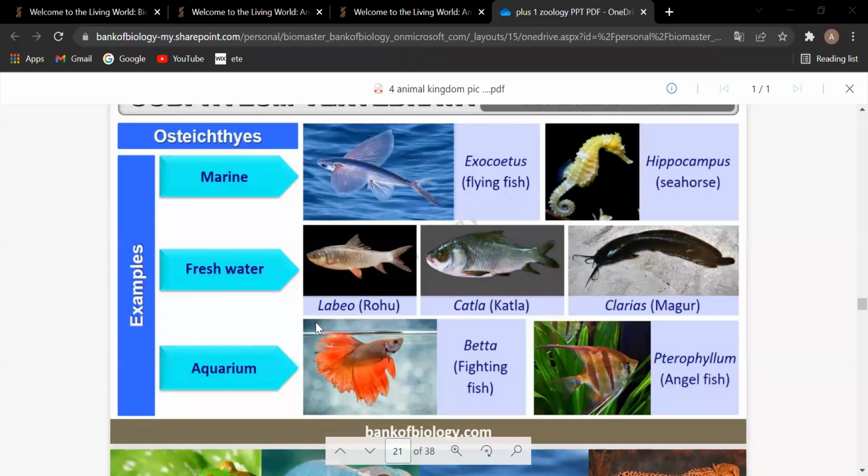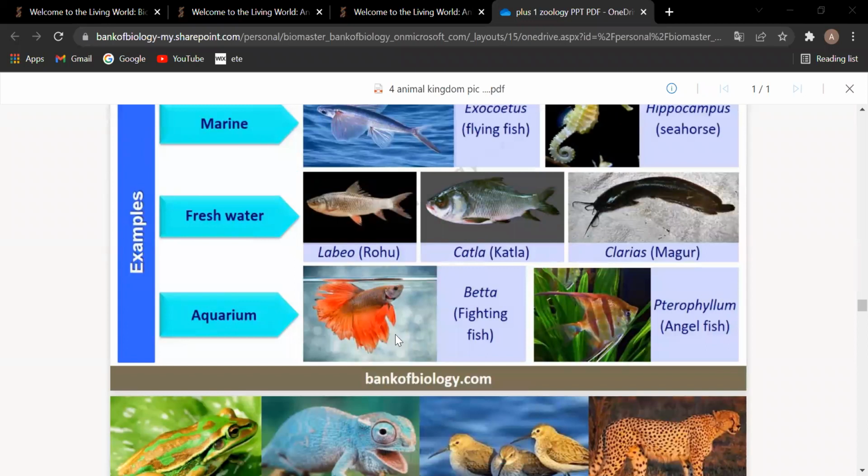Aquarium fish, they are Betta. You might have seen him. Betta को देखा होगा. Fighting fish कहते हैं उसको. And Pterophyllum, which is angelfish. Even angelfish भी बहुत ज़्यादा होते हैं aquarium में.